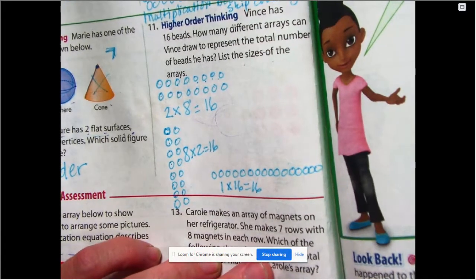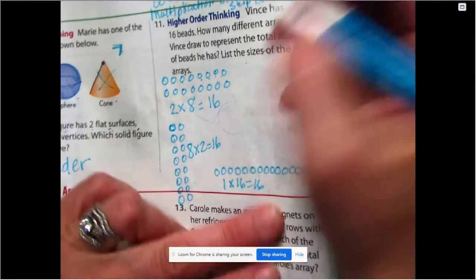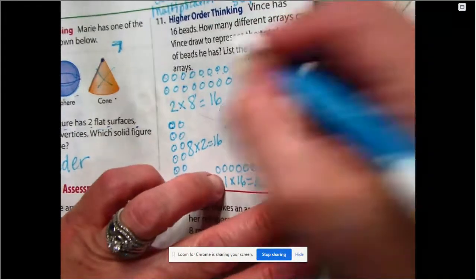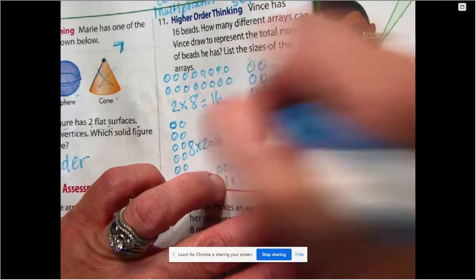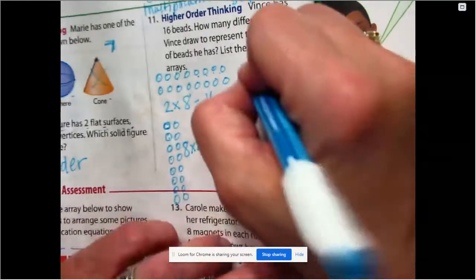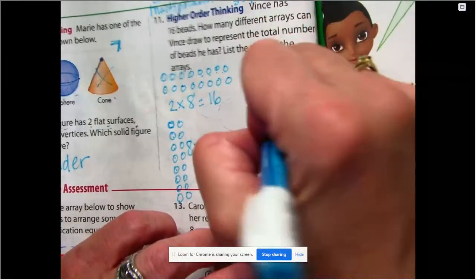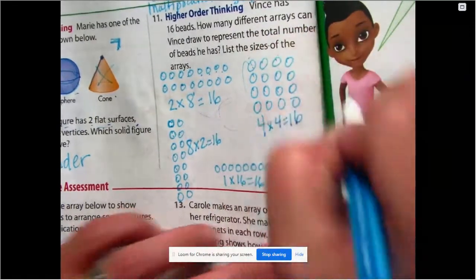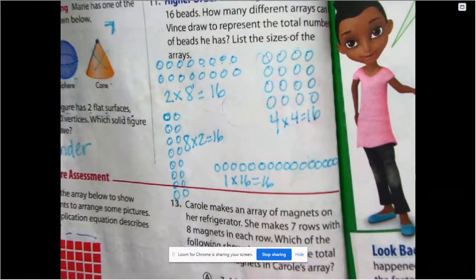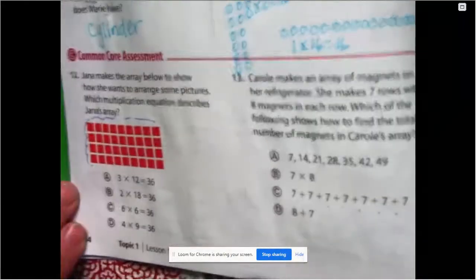Okay. Another way we could do it is if I do 1, 2, 3, 4, 5, 6, 7, 8, 9, 10, 11, 12, 13, 14, 15, 16. I have 4 groups of 4. Okay. I wonder if you've thought of any that I didn't think of. If you thought of one that you really want to share with me, go ahead and email me and let me know what it is that you thought of.